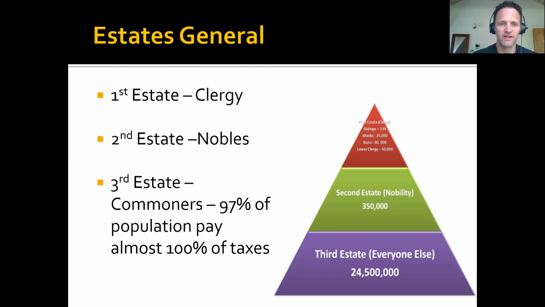The status quo in France is the Estates General, the three estates. The clergy: the church owns a lot of land and has a lot of power in France. The nobles have a lot of land and a lot of power. And then the third estate, which is everybody else. They have a huge population, not much political power, and they pay almost 100% of the taxes for the state.